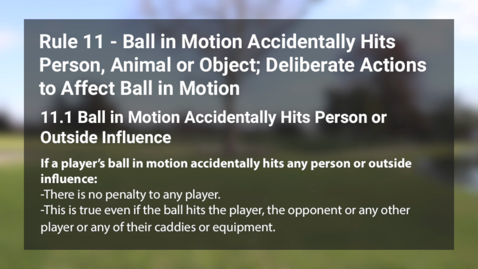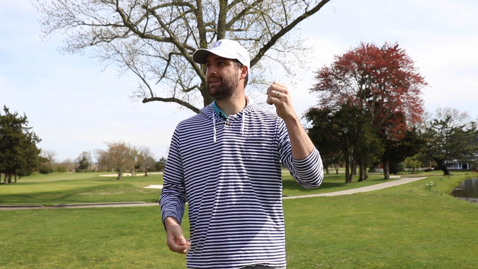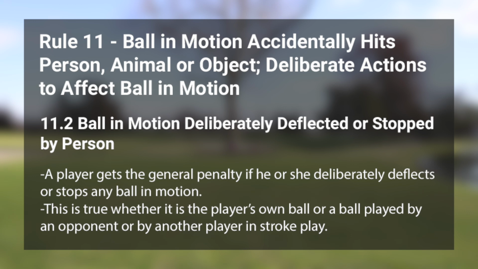For instance, if my caddy is tending the flag and he's not paying attention, looking around, and the ball hits the flag accidentally, or he takes it out and it accidentally maybe hits his foot and goes into the hole, or maybe hits his foot and misses, doesn't matter what happens, there's no penalty and the ball must be played where it lies. So 11.2 talks about ball in motion deliberately deflected or stopped by a person.